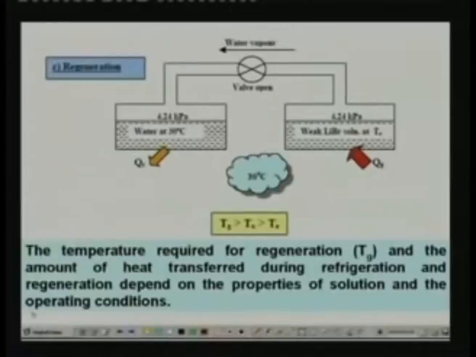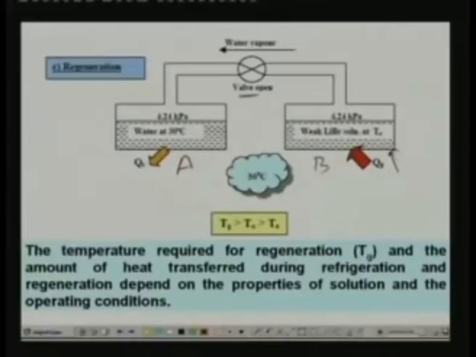During the regeneration process, initially we keep the valve closed and bring vessels A and B again to equilibrium with the surroundings. So again everything will be at 30 degrees centigrade. Now open the valve and supply heat to vessel B. Due to the vapor transfer in the previous step, this solution is weak, meaning it has more water.